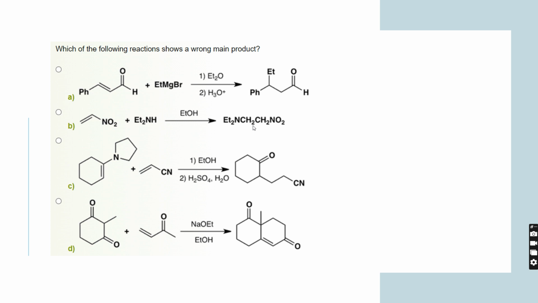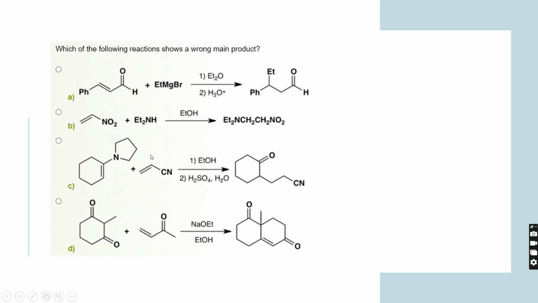I hope this was clear. What we did, this amine we attached here, and after attachment of Et to N here, you already have CH2 here, and protonation will give you another CH2 here, and this NO2 substituent will remain intact, and you will get this product as the final compound. So option B is showing you the correct main product in the question. Now let us come to option C.